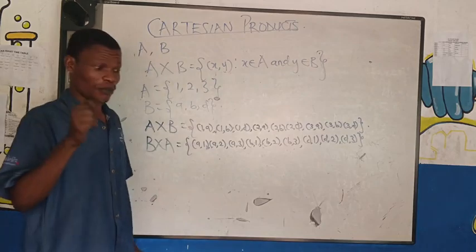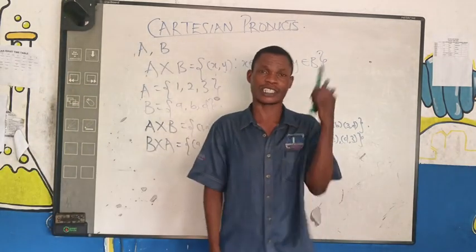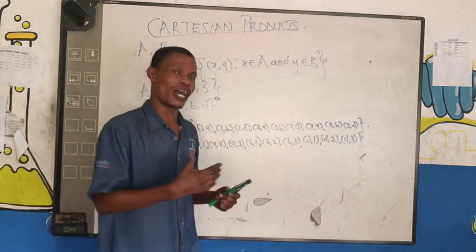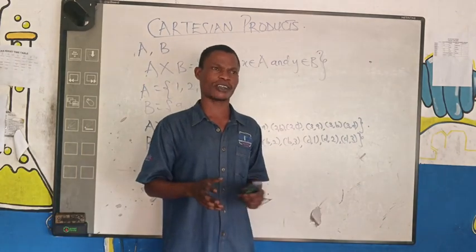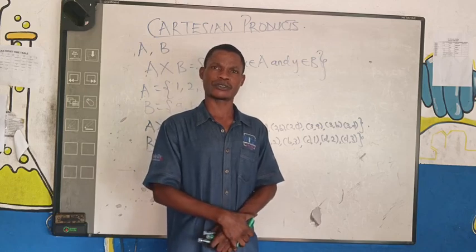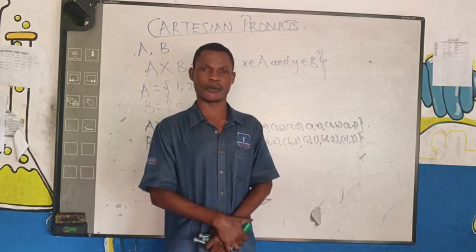The definition is very important because you can go into advanced mathematics and your lecturer will come into the class and say, today we want to talk about relation. Before we go to relation, let's see Cartesian product. And then your lecturer will ask you, number one, is the Cartesian product operation over two sets a commutative operation?